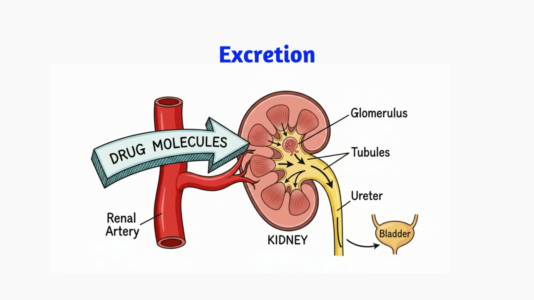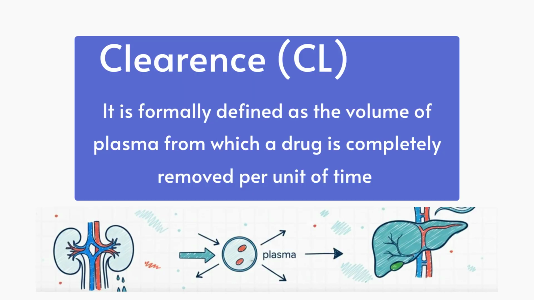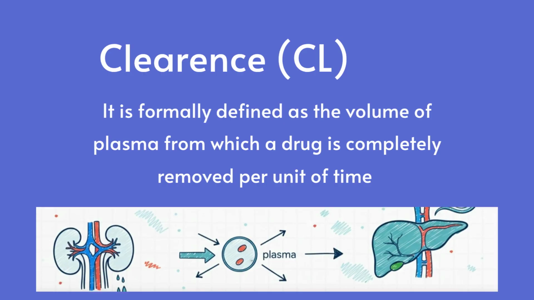Which brings us to our final step, excretion. This is the end of the line, the irreversible removal of the drug and its metabolites from the body, and the MVP here, the kidneys. The parameter we use to measure this is clearance. Now, think of clearance as a rate of efficiency. It's not the amount of drug being removed, but the volume of blood that gets completely cleared of the drug in a certain amount of time. And as you can imagine, this is directly tied to how well a patient's kidney and liver are working.